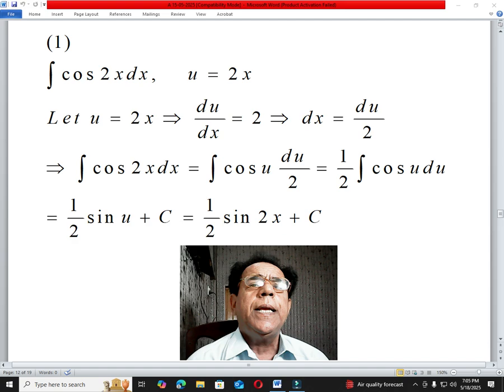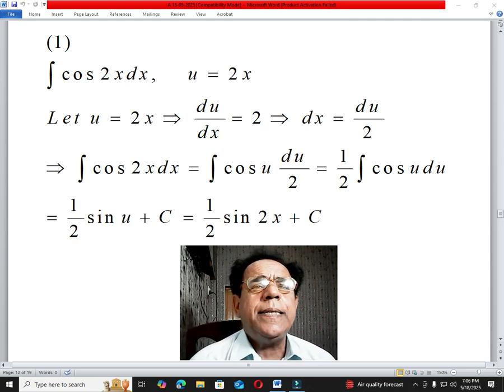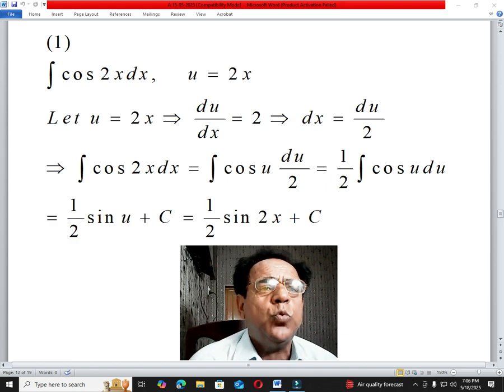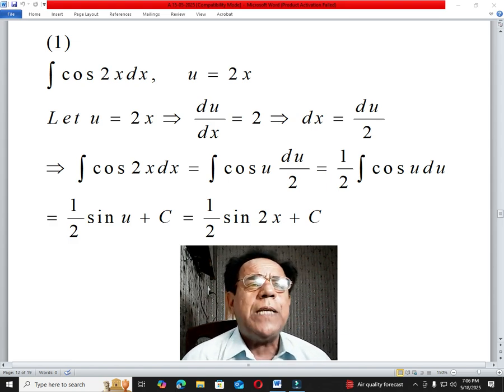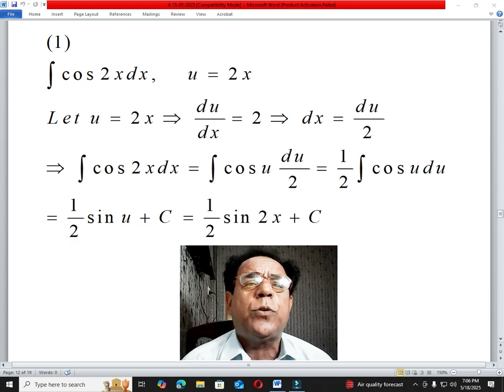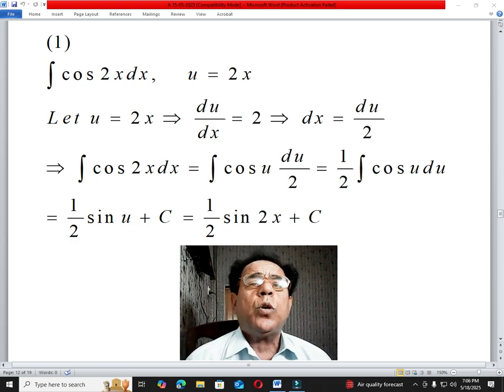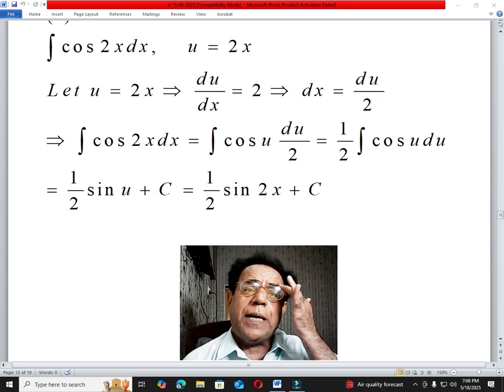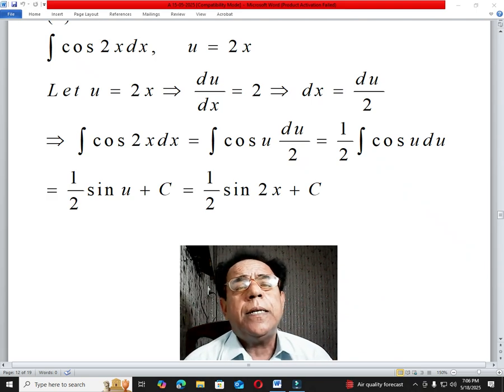Okay, so in place of dx, dx is equal to du by 2. This implies that cos 2x dx will be equal to cos u, because in place of 2x we have used u, and in place of dx we have used du by 2, which we found above. Here 1 by 2 is a constant, so it will be written prior to the sign of integration. So half integration cos u du.